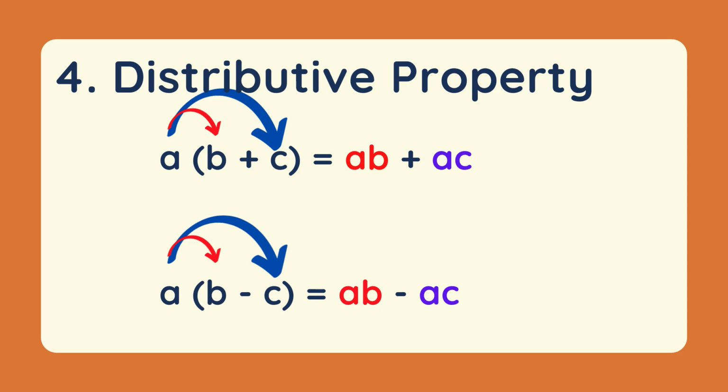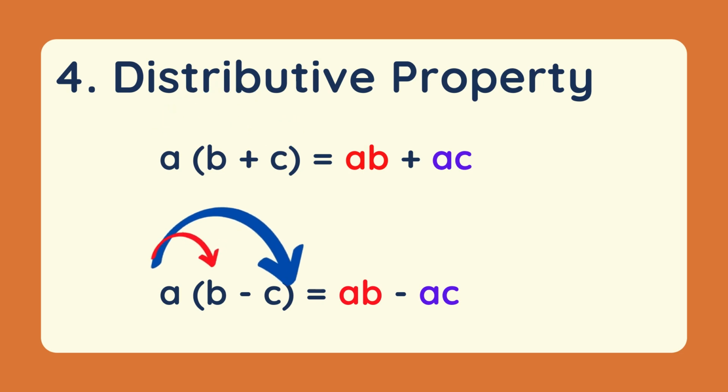The first one is for addition. So we have addition inside the parentheses, and then we have a factor which is a. Distributing a, or multiplying the factor a to each of the addends, which is b and c, a times b and then a times c, will give us the same result. The second one is for subtraction. So whether you are going to perform the first one or the second one, you will be getting the same answer.